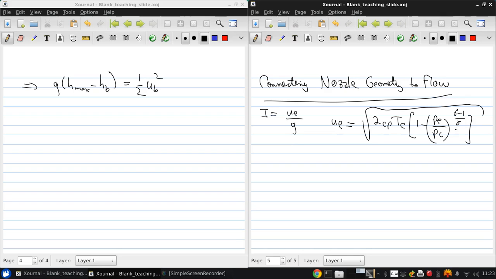So the exponent gamma, as well as these terms, depend on our choice of propellant. What is the gas? At which temperature does it burn? And this term depends on the nozzle geometry.